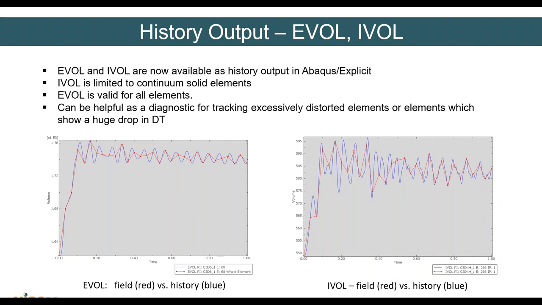We have here the history output for the element volumes and the integration volume. In the current release, these are now available as history output in Explicit. Integration volume is limited to continuum solid elements at this point in time, but the element volume variable is valid for any element. These variables as history output can be helpful as a diagnostic for tracking excessively distorted elements or elements which show a huge drop in volume. You can plot these variables like what I have shown here in these images. If there is any sudden drop, that can indicate something fishy is happening to those elements, and one can go and debug those things that may be causing the issue.